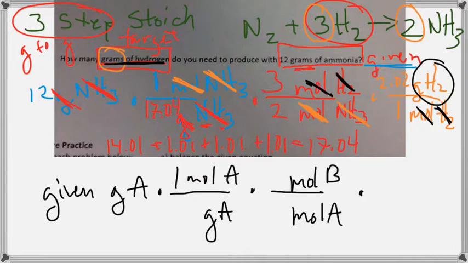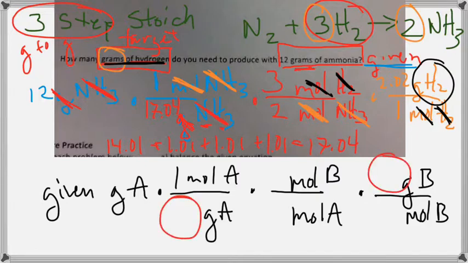The final step will convert the moles of B, so we've got to get rid of them, put them on the bottom, to grams of B. If you have grams, remember, you go to the periodic table, and then the moles to moles in the middle you get from the balanced equation. And remember, moles opposite grams are always equal to 1.